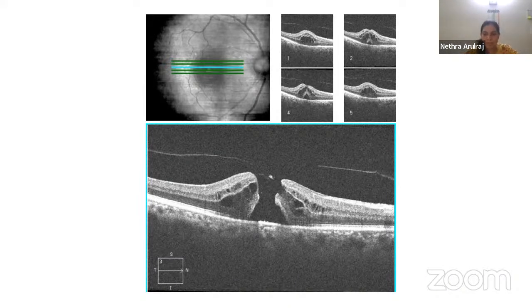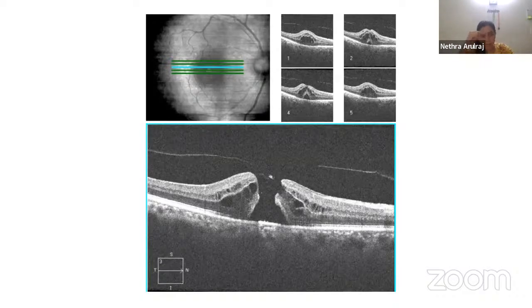So macular hole index is the maximum height of the macular hole divided by the maximum diameter of the macular hole. Diameter hole index is the minimum diameter of the macular hole by the maximum diameter of the macular hole. Tractional hole index is the maximum height by the minimum diameter. And the minimum linear diameter is the distance between the inner parts of the macular hole, and the base diameter is the diameter at the level of the RPE, is how you will measure the base diameter.